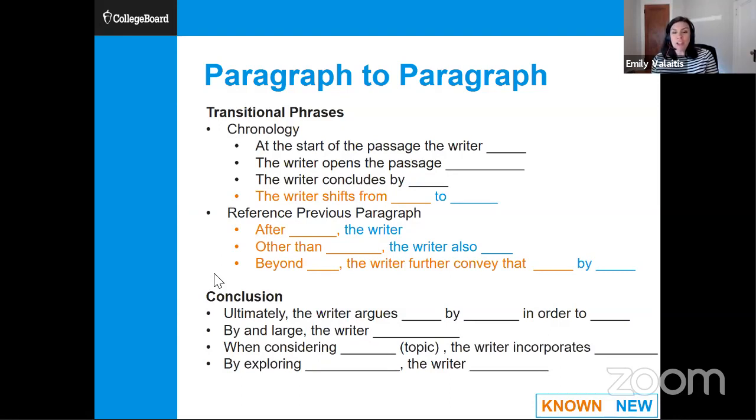Beyond incorporating repetition is known information. You just talked about that in the previous paragraph. Your reader already knows it. You're going to add new information with, the writer further conveys that he was a great man by highlighting his traits and values.